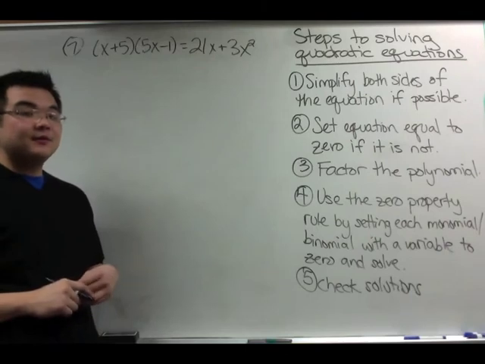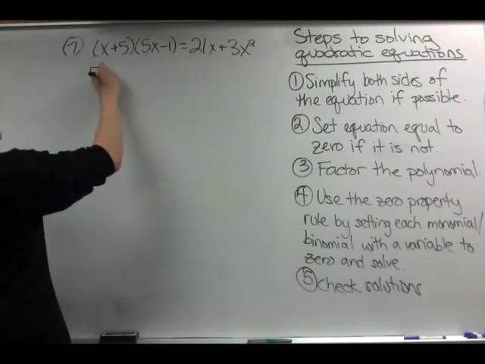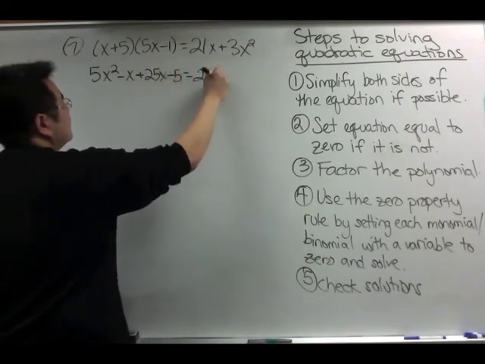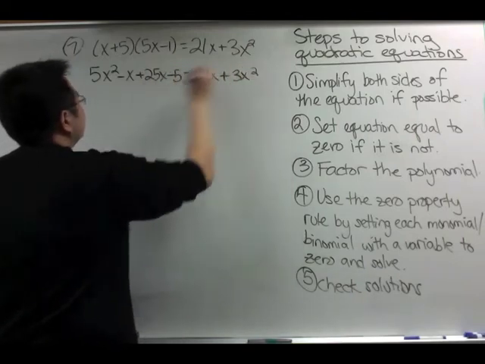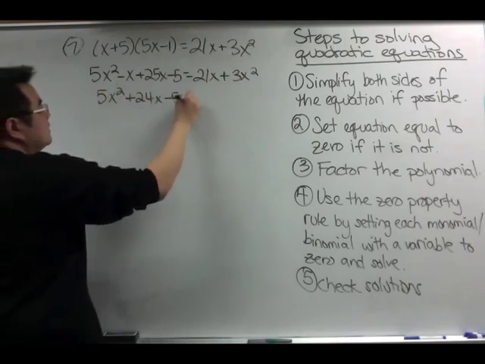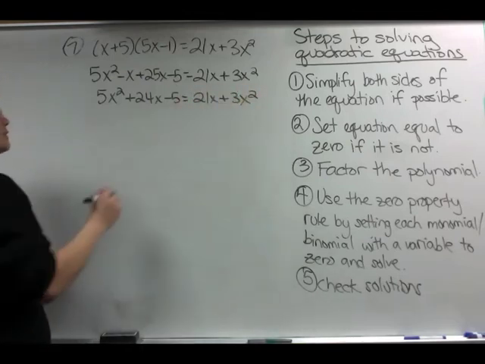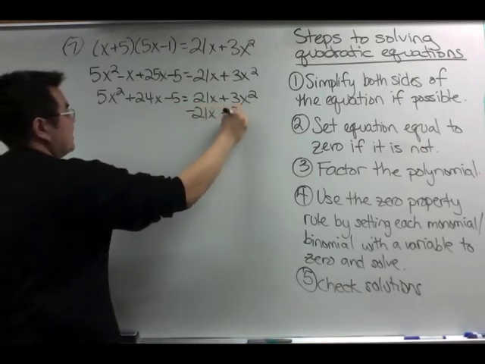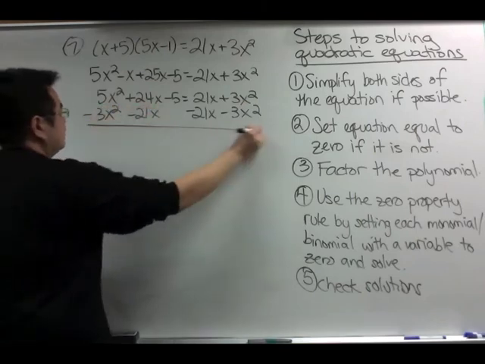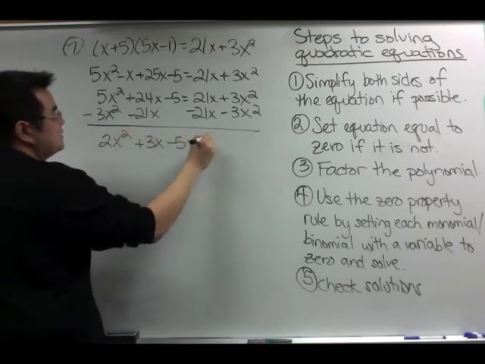In this example, we will need to simplify both sides of the equation. We're going to multiply the 2 binomials together. Then combine like terms. Then we're going to set it equal to 0, so we're going to subtract 21x, subtract 3x squared on both sides of the equation. We will end up with 2x squared plus 3x minus 5 is equal to 0.